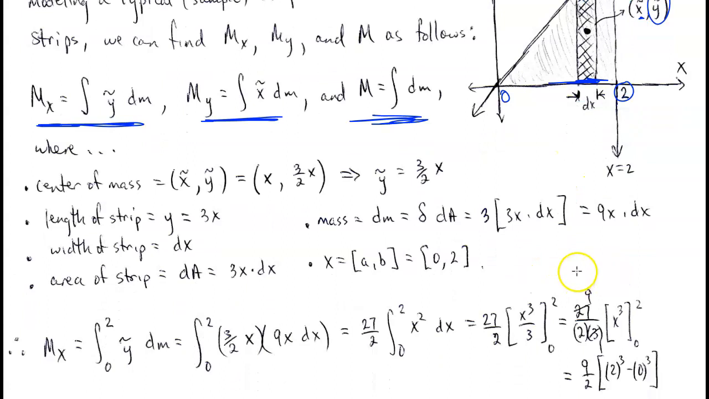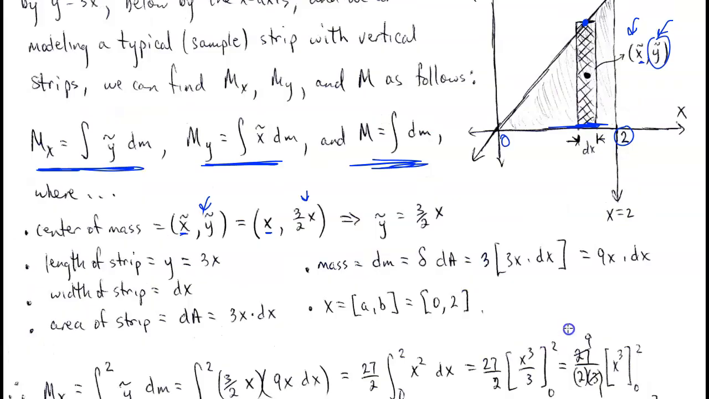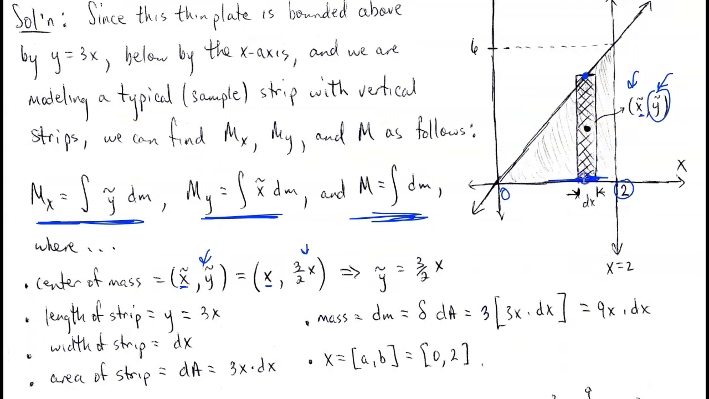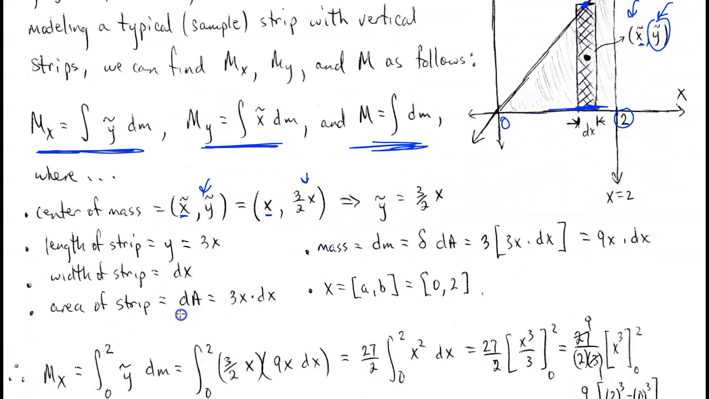So again, if we look at the center of mass, we know that x tilde is just going to be a random x value here. We know that y tilde is going to be exactly 1/2 of that function y equals 3x. The length of our strip is going to be the actual height of the function, which is 3x, since the plate is bounded below by the x-axis. The width of the strip, as we discussed before, is dx. So that means that the differential area here is just going to be 3x times dx.